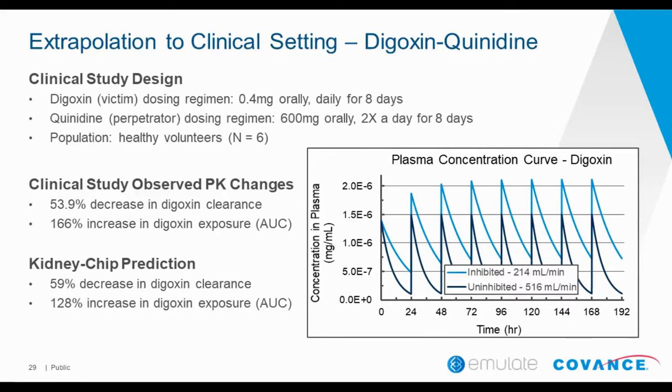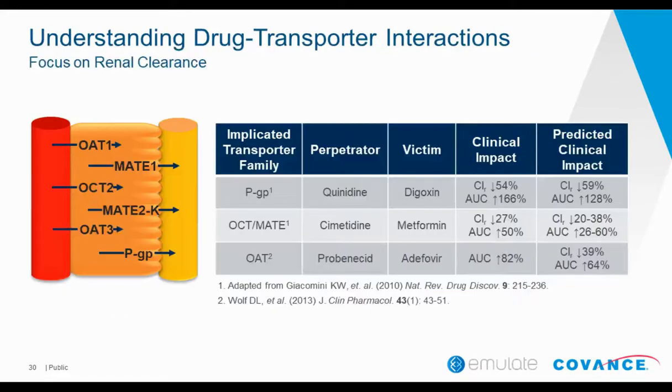Likewise, what it comes down to is the overall change in exposure, seeing a 128% increase in digoxin AUC with the kidney chip prediction, compared to a 166% increase in digoxin exposure in the clinical trial, something that would not be accounted for or seen within a transwell model.